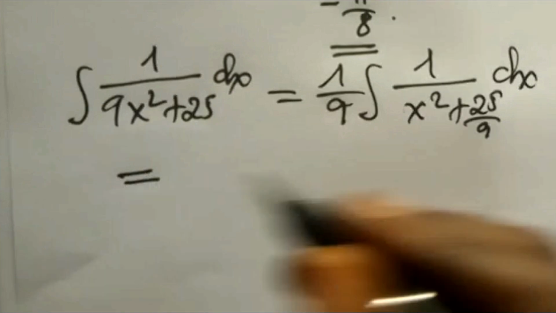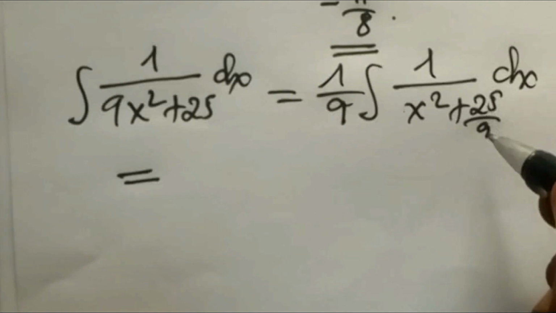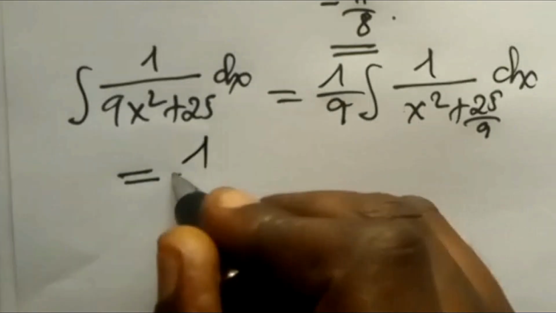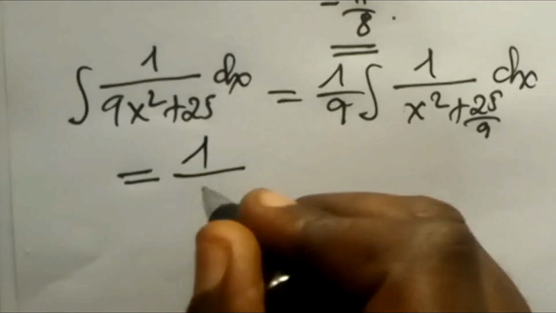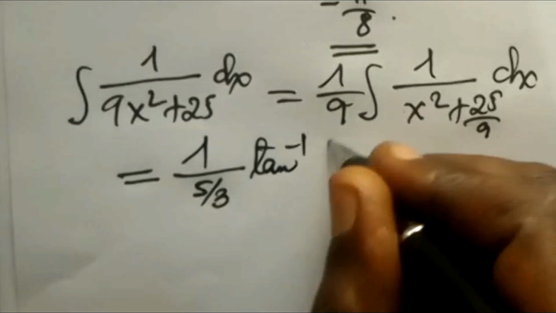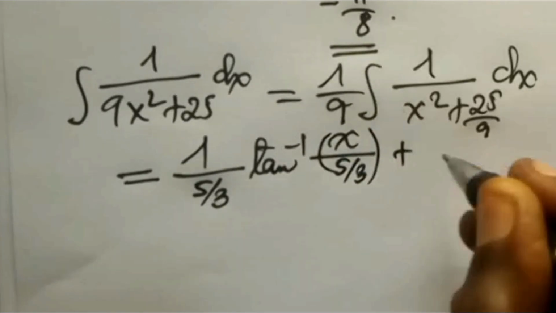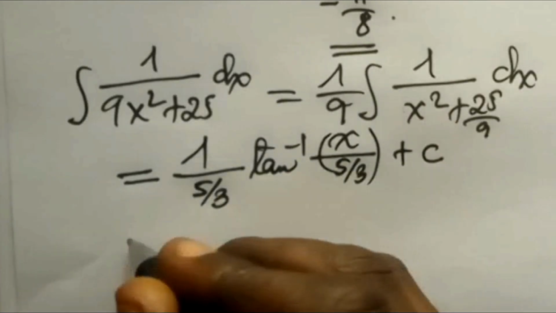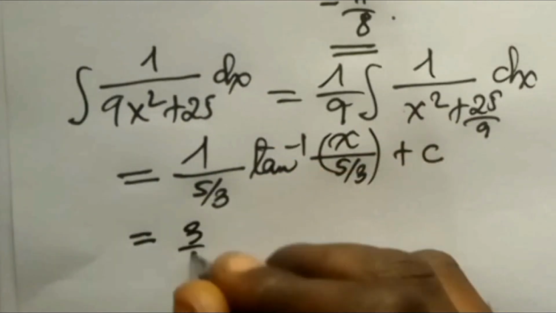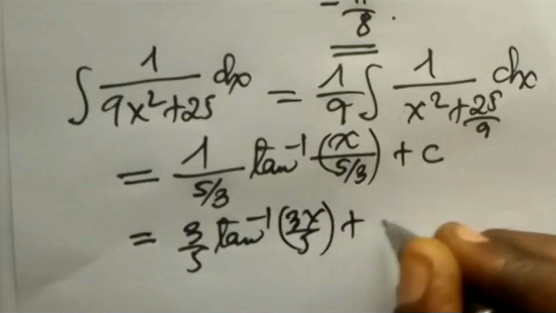We now have it that our a is the square root of the real constant at the denominator, which is 25 over 9. And so the square root gives 5 all over 3. And I'll have 1 all over that square root of 25 over 9, which gives me 5 all over 3, tan inverse of x all over that a being 5 all over 3, plus the constant of integration. And this gives the inverse of 5 on 3 gives 3 on 5, tan inverse of 3x on 5 plus c.